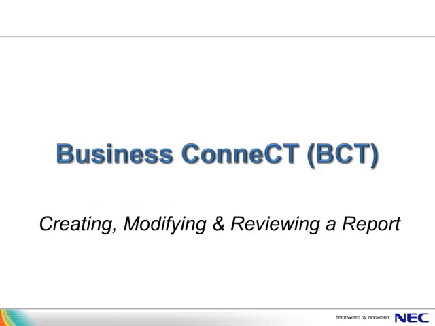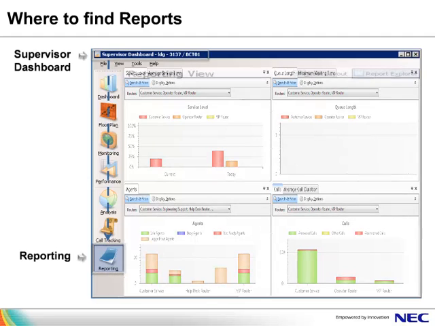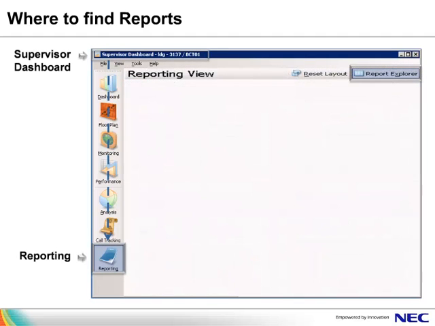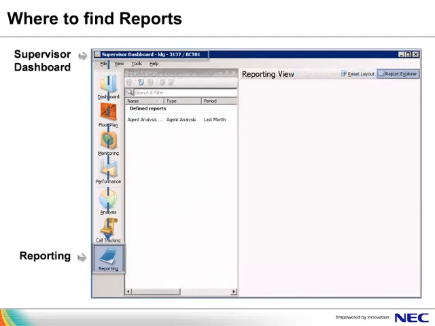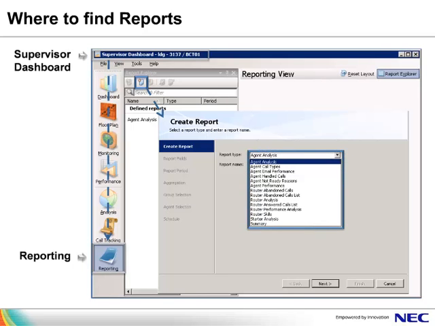Where do you find the reports and how do you create one? Reports are part of the Supervisor Dashboard application. Clicking on the Reports icon opens the Report Explorer and a new pane listing any reports that may have already been defined. By clicking on the New Document icon, a new report can be created from the drop-down menu.